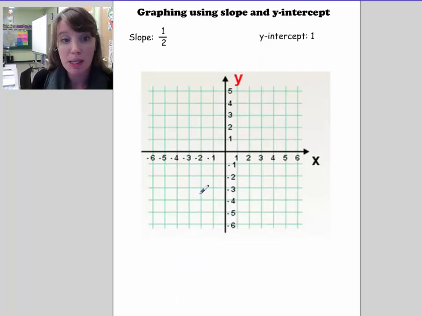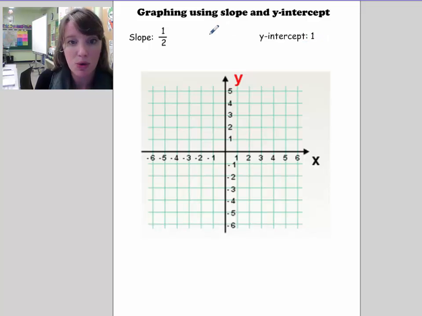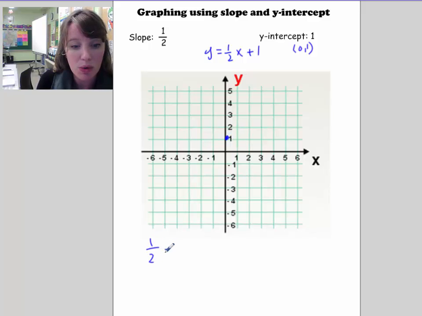Let's say that I've just been given the slope and the y-intercept. Again, you could always just put this back into the formula, y equals mx plus b. But just given this, you should be able to determine what the line is. So the y-intercept is 1. We're going to recall that that's equal to (0, 1), so that's right here. And the slope is 1 over 2, so 1 over 2 would be up 1 and right 2.